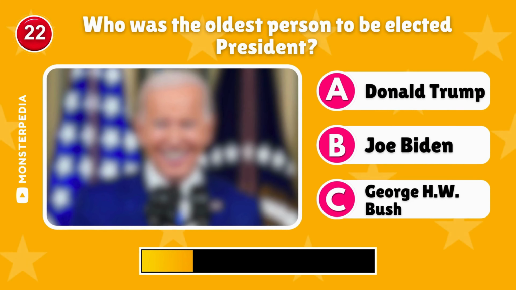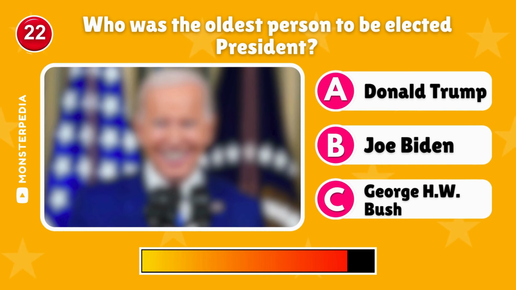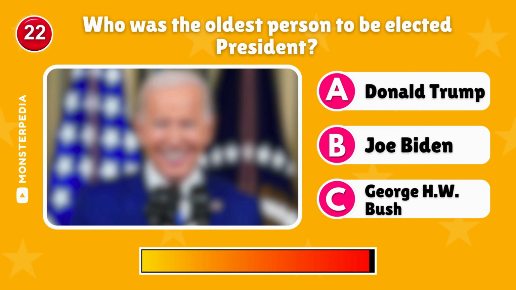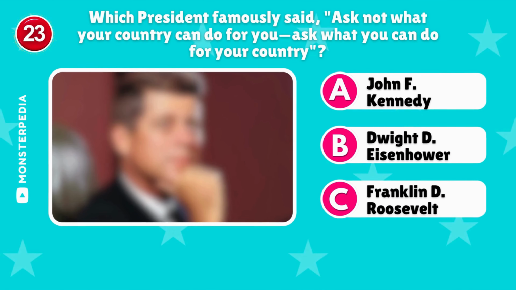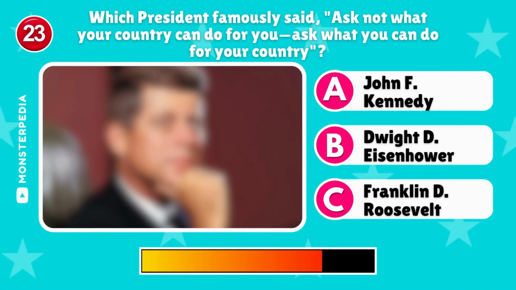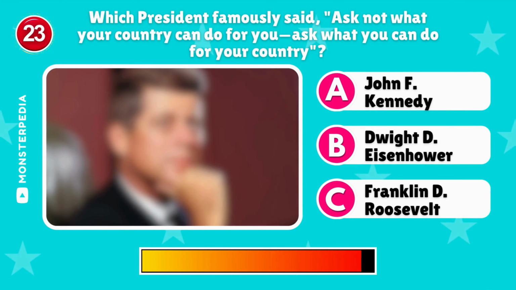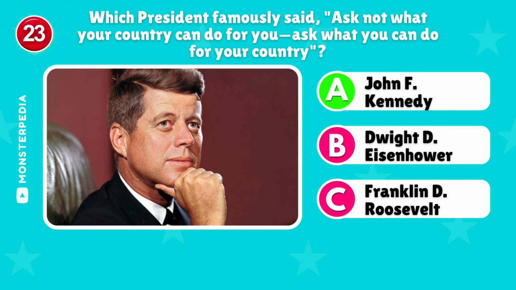Who was the oldest person to be elected president? It's Joe Biden. Which president famously said, "Ask not what your country can do for you, ask what you can do for your country"? It's John F. Kennedy.